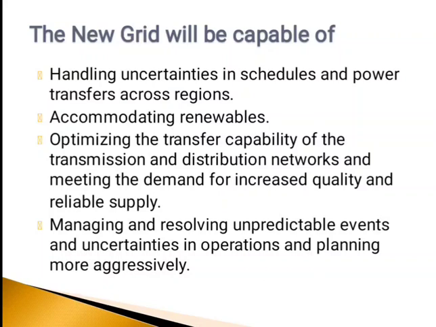The new grid, whatever we are going to propose, must be capable of handling the uncertainties which happen in the power system or in power transfer techniques. The new grid must be able to accommodate renewables, because at present we are generating power from different renewables due to the increase in demand. So the new smart grid we are trying to develop must accommodate the different renewables in that particular area. The new grid must also be able to optimize the transfer capability.